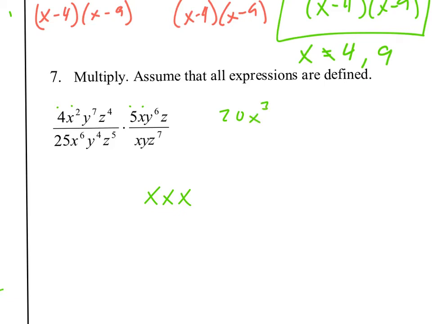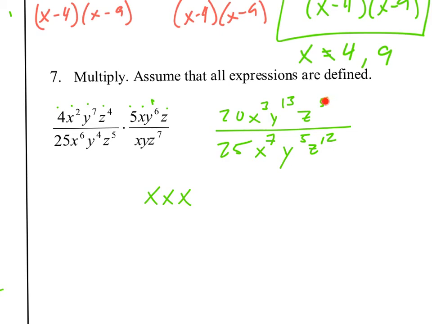And then if you examine our y's, we have y to the 7th power times y to the 6th power. So if we have 7 y's and we multiply 6 y's with it, we're going to have a total of 13 y's. And the very last one on top, z^4 and z^1 makes z^5. And then on bottom, I've got 25, x^7, y^5, and z^12.